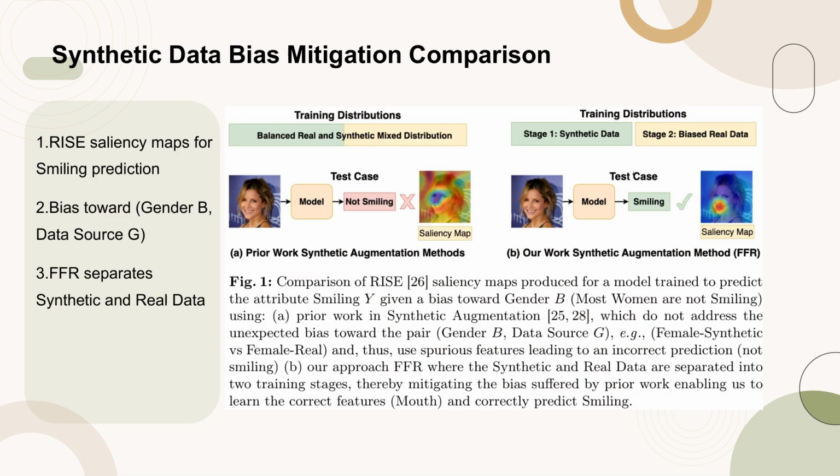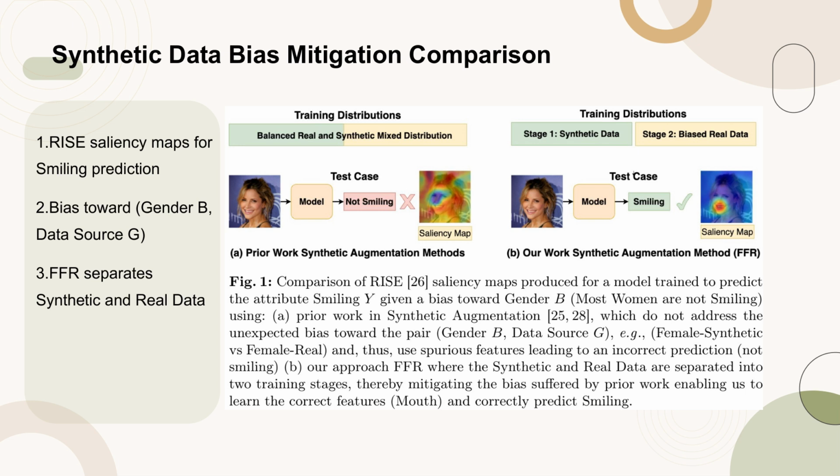Figure 1 illustrates the comparison of RISE saliency maps for a model trained to predict the attribute smiling, given a bias toward gender, where most women are not smiling. The figure shows 2 scenarios: A. Prior work in synthetic augmentation, which does not address the unexpected bias toward the pair, gender and data source, leading to the use of spurious features and an incorrect prediction of not smiling, and B. Our approach, From Fake to Real, FFR, where the synthetic and real data are separated into 2 training stages, thereby mitigating the bias suffered by prior work and enabling the model to learn the correct features, the mouth, and correctly predict smiling.